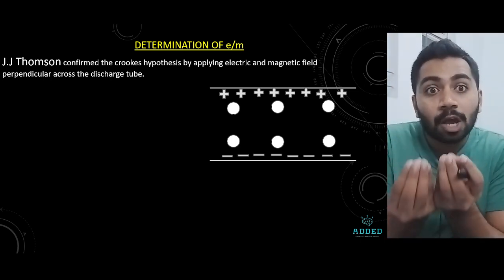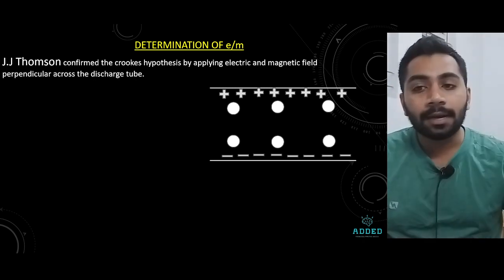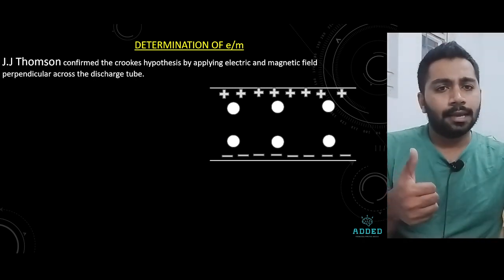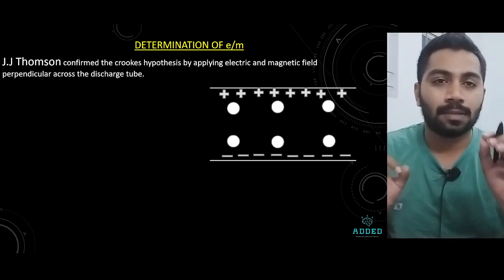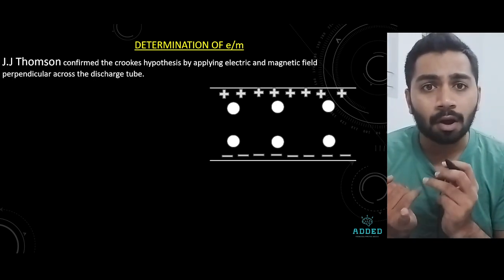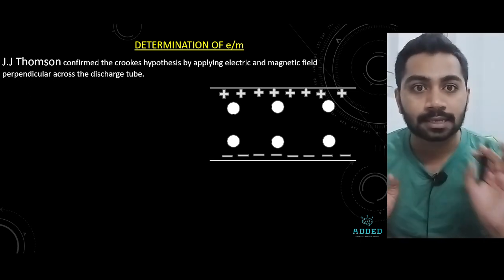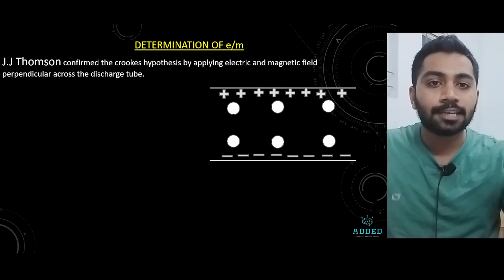But how to calculate it? What is the actual value of e/m? He found the e/m value is the same for all the metals and the discharge tube. But what is that e/m value? That is what we are discussing now. To find this e/m value, first he took a discharge tube.